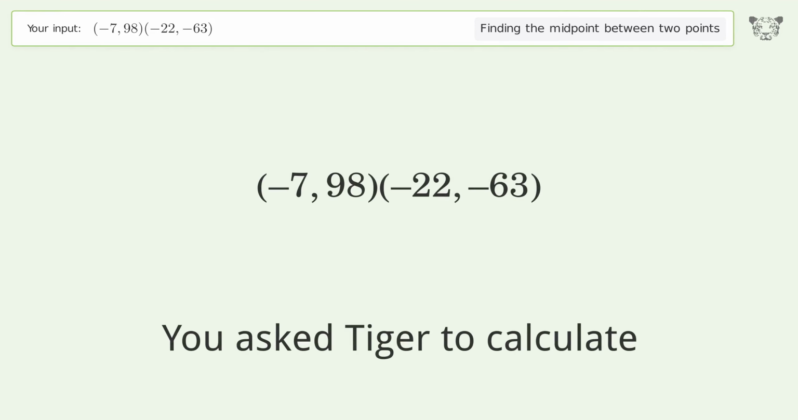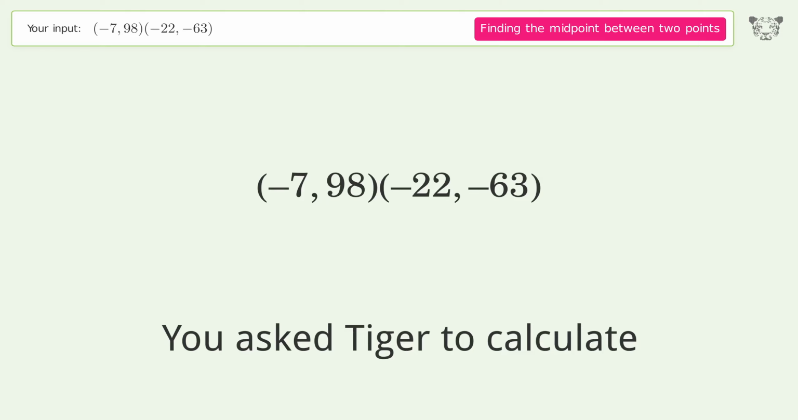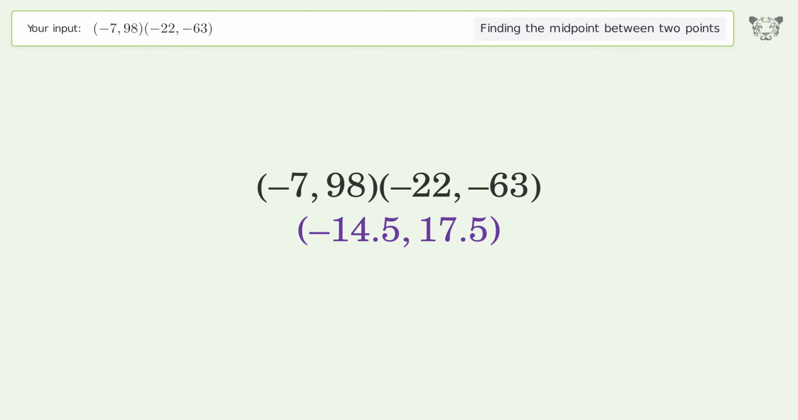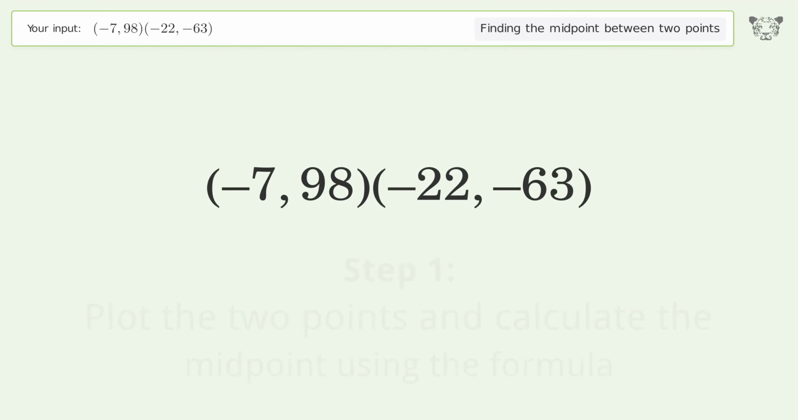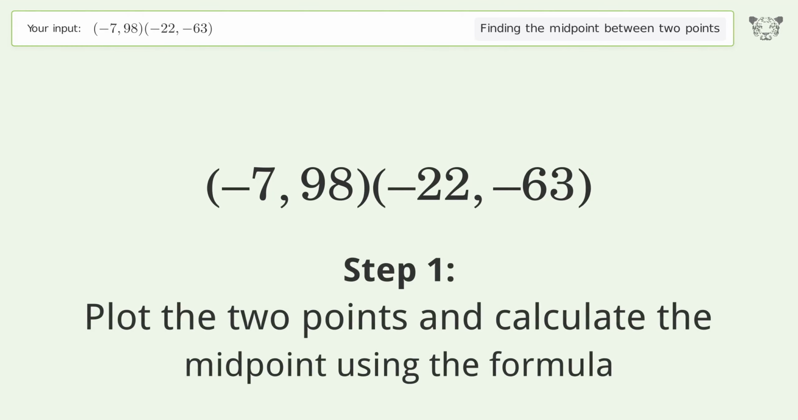You ask Tiger to calculate. This deals with finding the midpoint between 2 points. The midpoint between the 2 points is negative 14.5, 17.5. Let's solve it step by step. Plot the 2 points and calculate the midpoint using the formula.